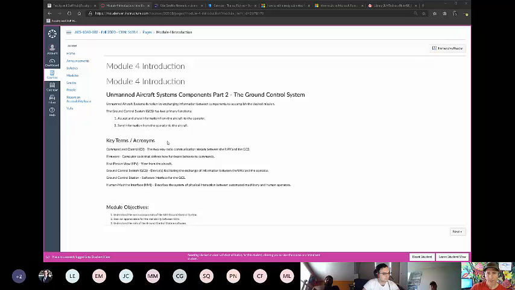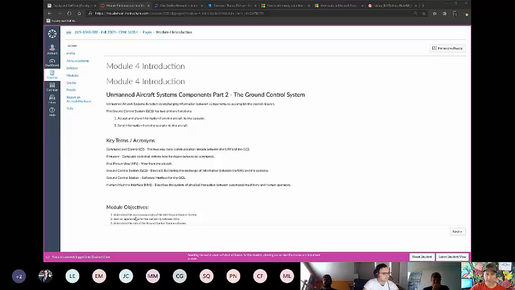So primarily our GCS, our ground control system, is going to do two primary things, all right? It's going to accept information from the aircraft and give that information to the operator, and it's going to accept information from the operator and send it to the aircraft. All right, so we'll call those two primary functions. And so the rest of this module really is just going to describe how those two functions work.